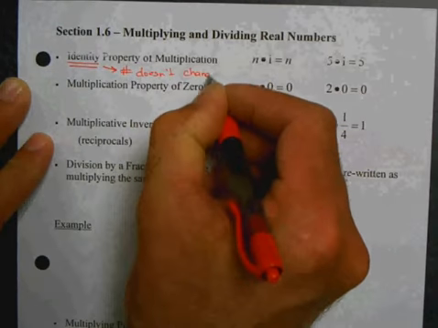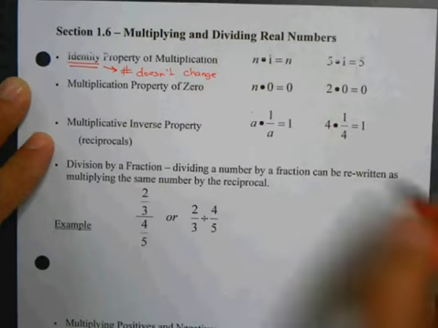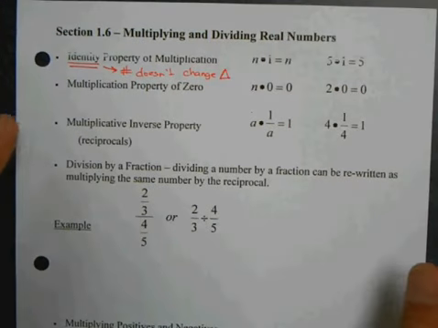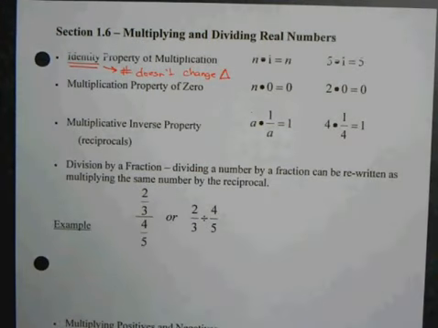Now I need to teach you a new little symbol here. Have you ever seen a little triangle like that? That's an abbreviation in math language for change. It's a Greek symbol that means delta. It's a letter in the Greek alphabet, and it means change. So you will often see me use the delta symbol instead of the word change, just for an abbreviation.